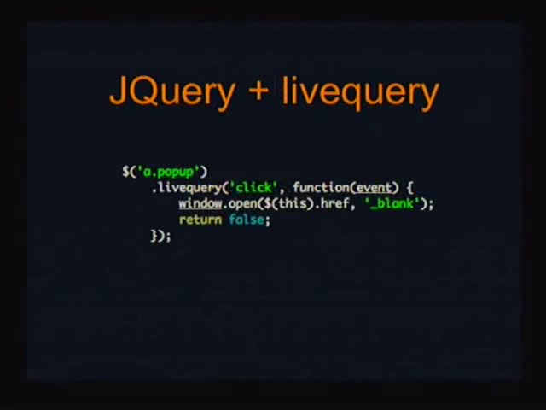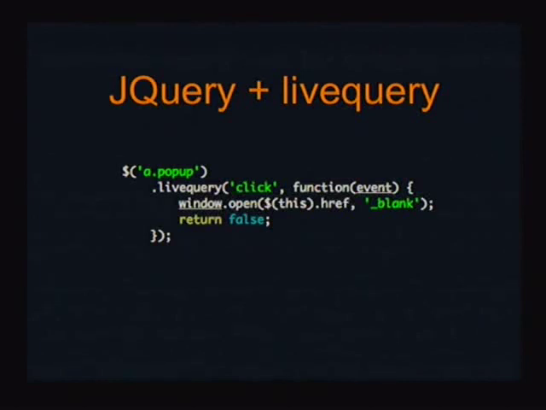The first one is jQuery plus LiveQuery. jQuery is a great JavaScript library that is not used by Rails by default, but you have a jQuery plugin. If you don't want to use Prototype and you want to use jQuery, you can just change the library and you have all the helpers that come with it. A lot of people using Merb like using jQuery.